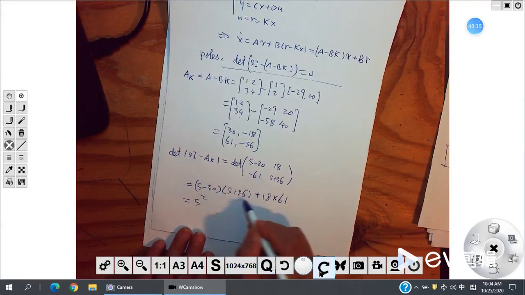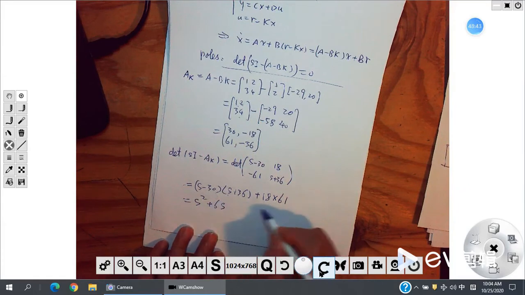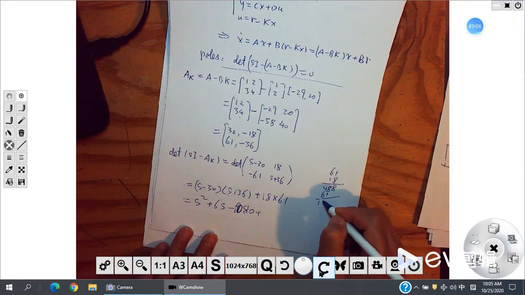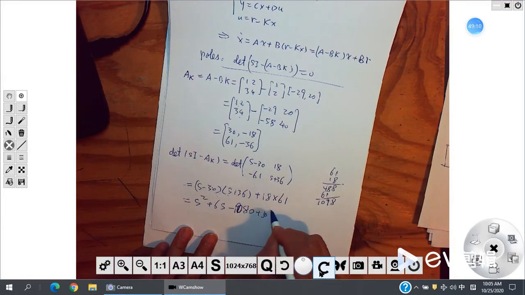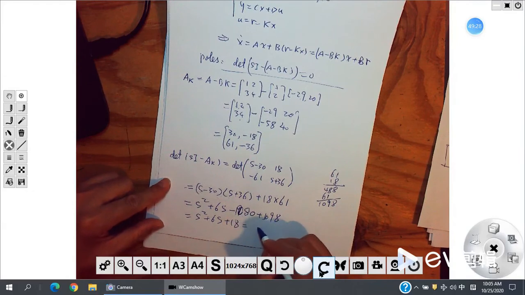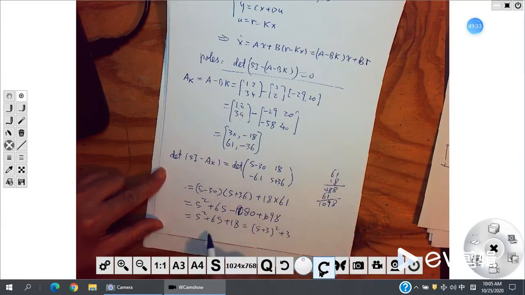So this is S squared minus 30 plus 36, so plus 6s, and minus 30 times 36 is 1080, and plus 61 times 18 is 1098. So this is s squared plus 6s. Oh, it's not so large. The 1080 and 1098 mostly cancel, so 18 plus 18. Is this one? Okay, so this one I can write as s plus 3 squared plus 9. This one equal to 0 gives us s plus 3 squared equal to negative 9.